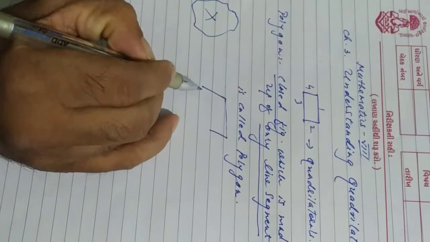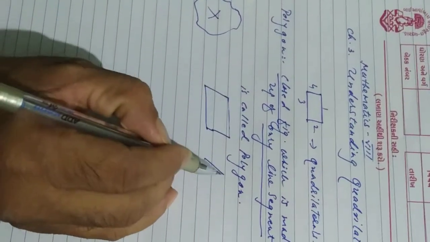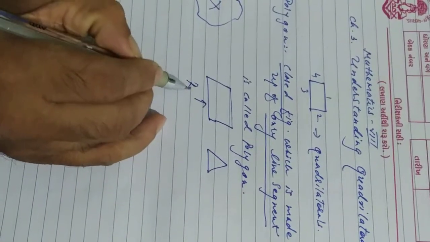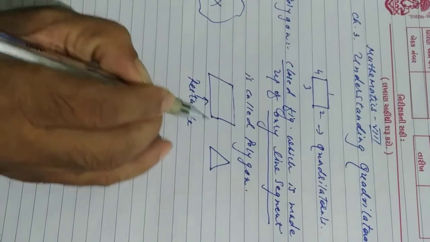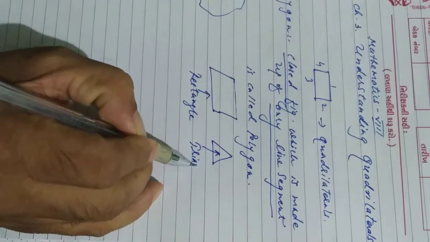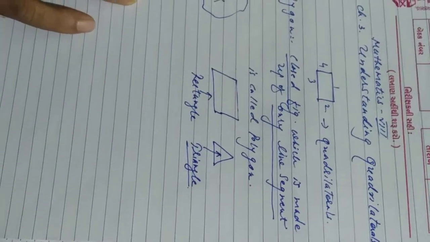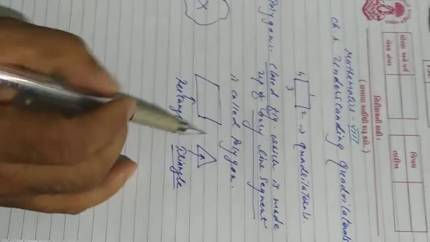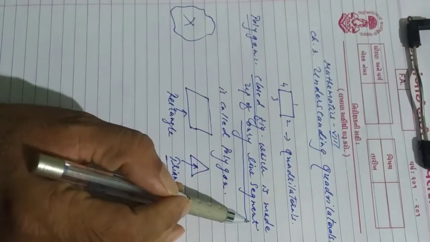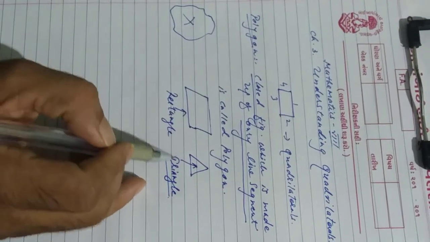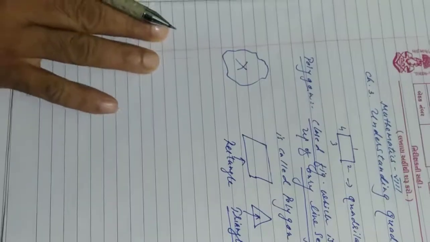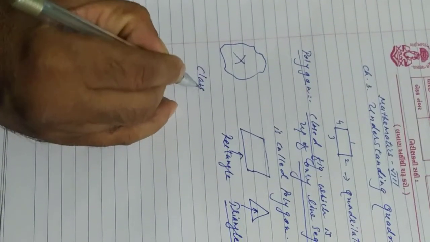But suppose this figure, a rectangle, is one type of quadrilateral. A triangle has 3 sides, so we can say triangle. 5 sides, so pentagon. 6 sides, so hexagon, right? So it is called a polygon. A closed figure which is made up of only line segments is called a polygon. So all of you understood about it? Sure, good.